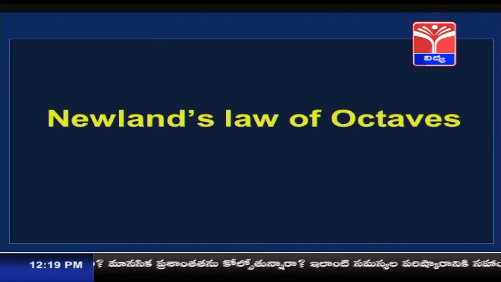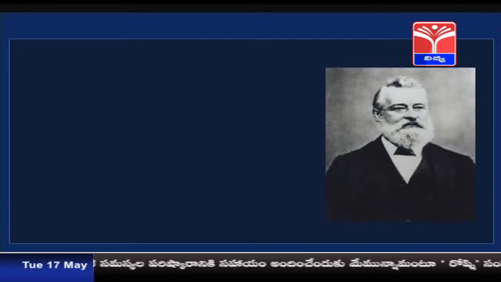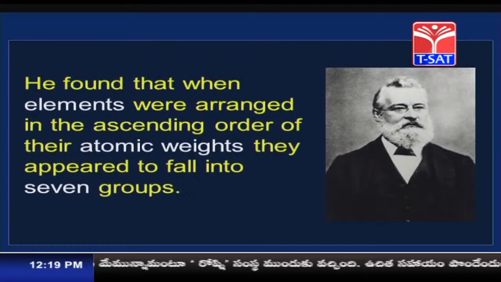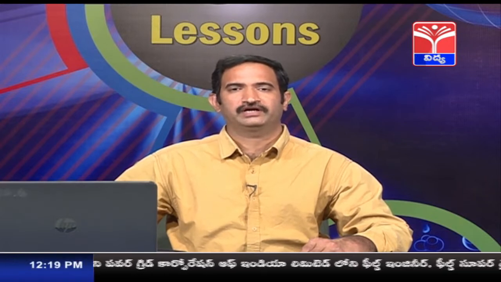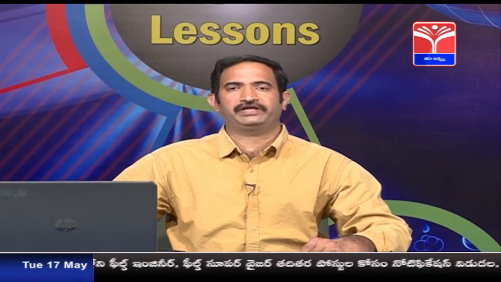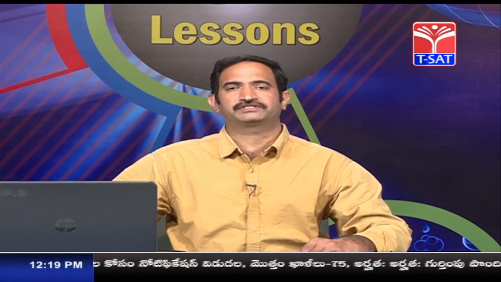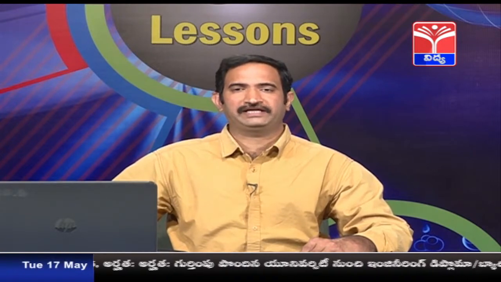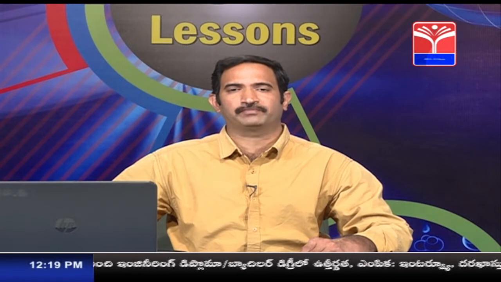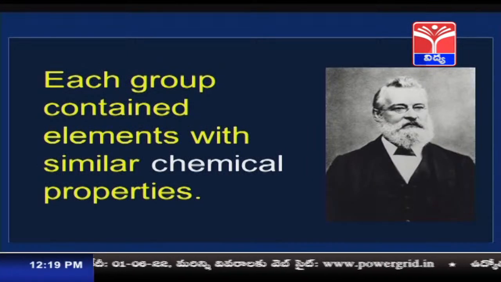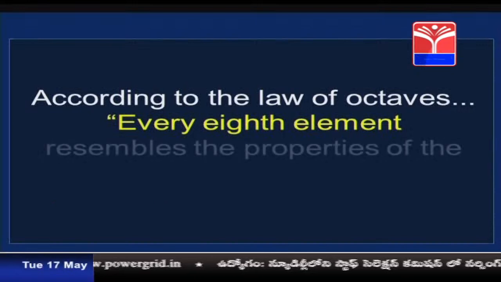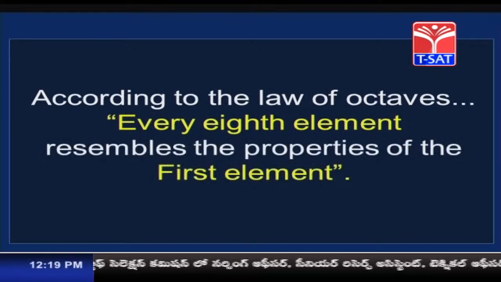Now, we will study Newlands' Law of Octaves. Newlands was a British chemist. He found that when elements were arranged in the ascending order of their atomic weights, they appeared to fall in 7 groups. According to Newlands, he arranged the elements into 7 groups and he found that every 8th element is the repetition of the first element. That means the 8th element has the same chemical and physical properties as the first element. Each group contained elements with similar chemical properties. According to the law of octaves, every 8th element resembles the properties of the first element.